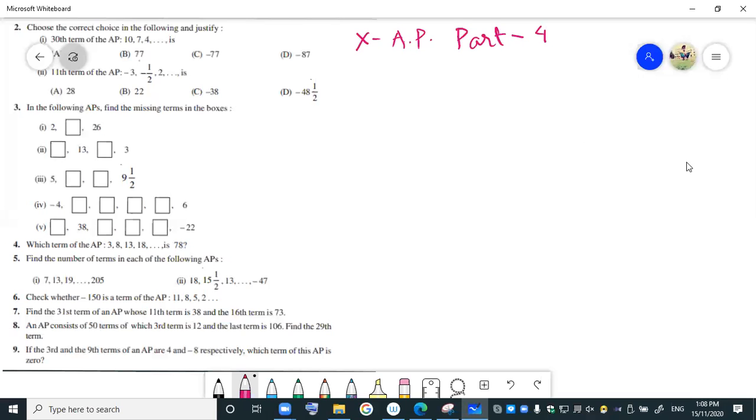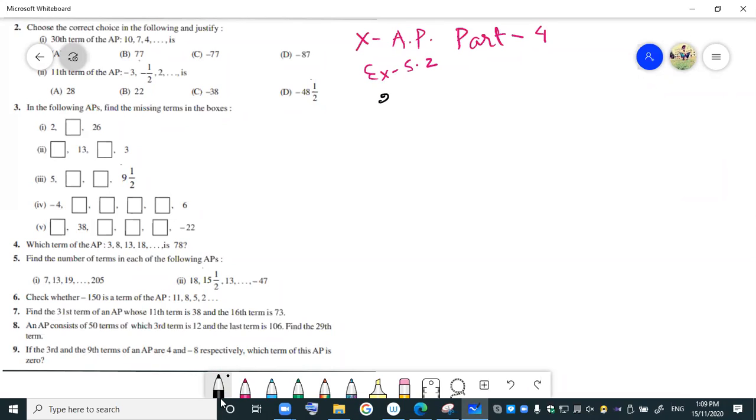Okay, so arithmetic progression part 4. This is exercise 5.2 that we were doing in the previous part. So question number 2, question number 1 we did. Choose the correct choice in the following, justify. 30th term of the APs. Now we are able to find any term of the given sequence.